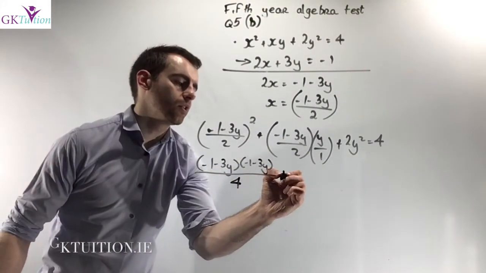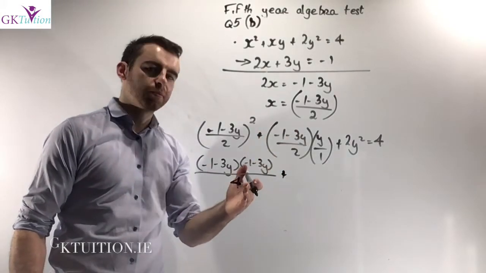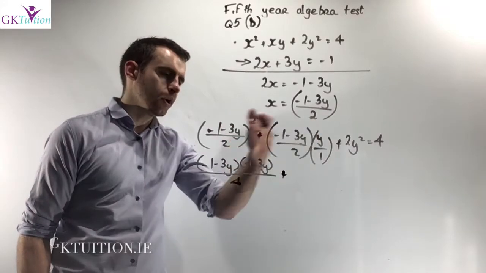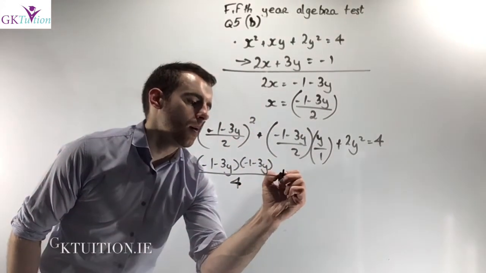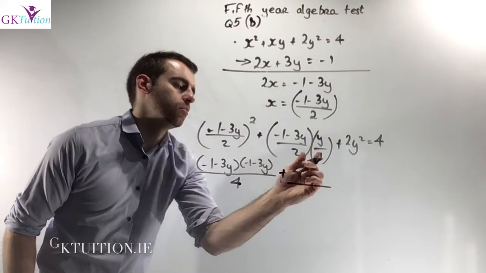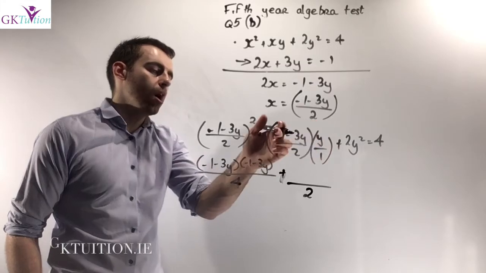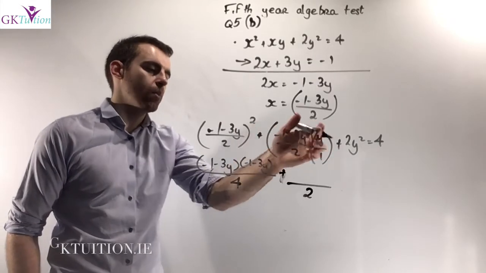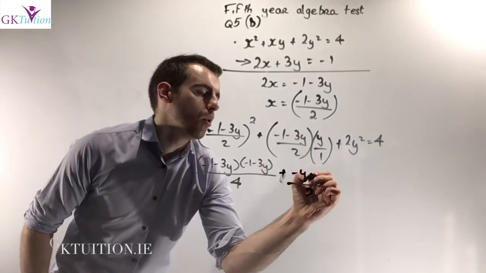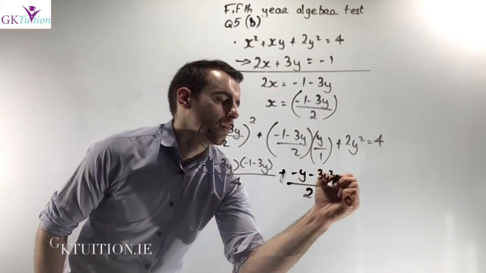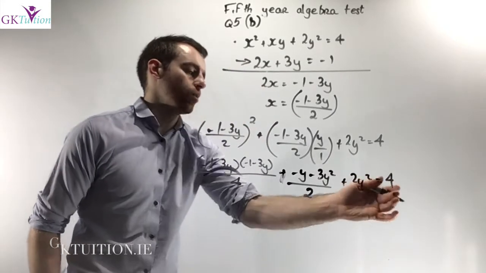The second term is relatively straightforward. If you're multiplying two fractions by each other, you just multiply the tops by each other and you multiply the bottoms by each other. Clearly the denominators at the bottom here are simple. 2 by 1 is just 2. The numerator, or the top, I'm just going to multiply y by this. Y by minus 1 is minus y. Y by minus 3y is minus 3y squared. So I don't really have any bother with that fraction. And then I got 2y squared equals 4.